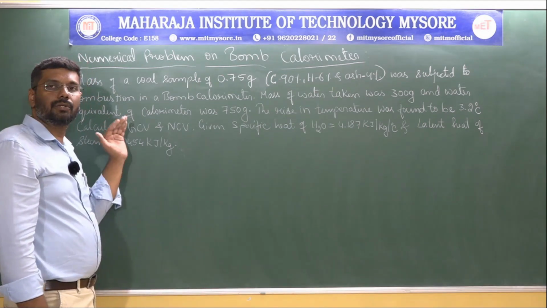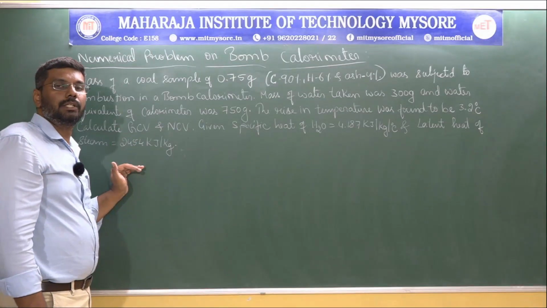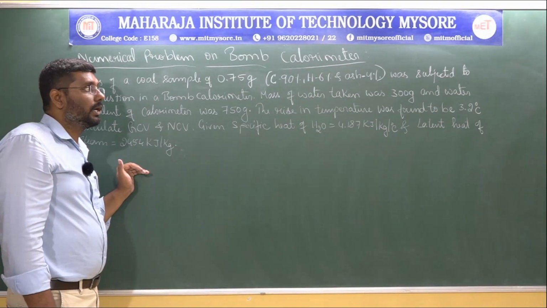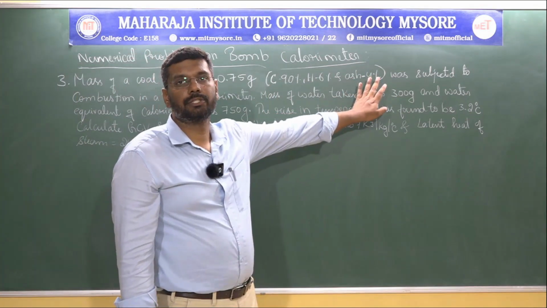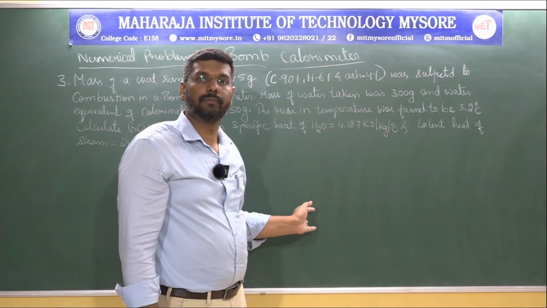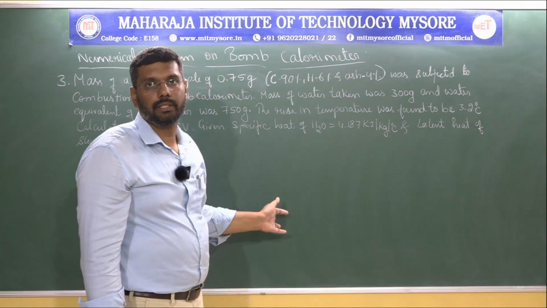If you observe this numerical problem, you may get confused why he has provided the percentage of carbon and percentage of ash which is not required here. Where do we need to consider this?